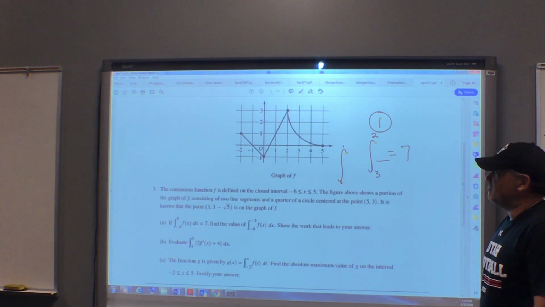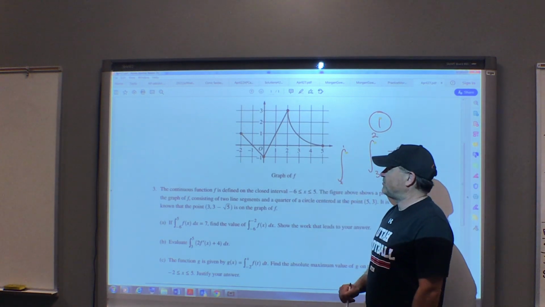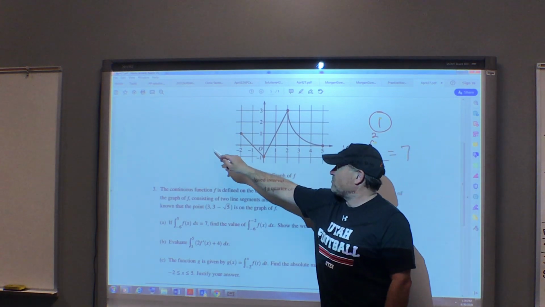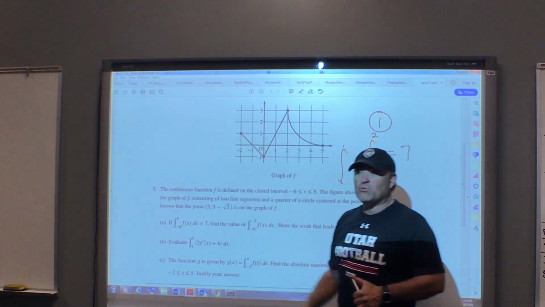But anyway, I want to deal with this question. This is question 3 off of last year, just talking about the solution. You've got f that's a continuous function, goes from -6 to 5. Interestingly, they only show you it from -2 to 5. So there's a portion of the graph back here that we don't know about.